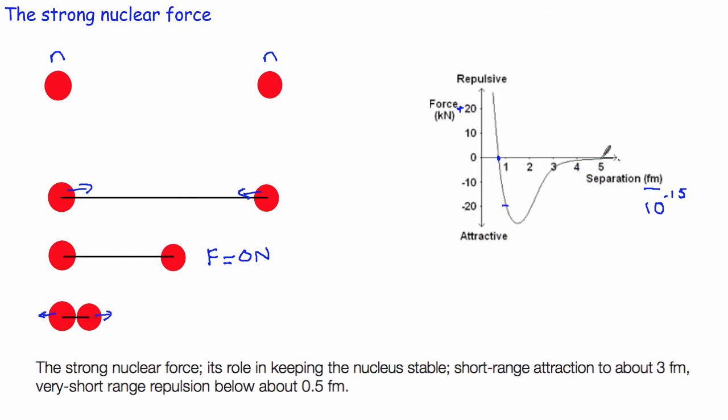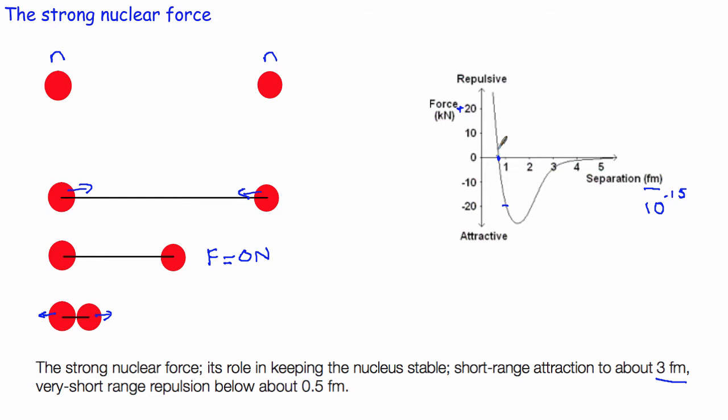So this graph, you basically need to learn this graph. So this is what the specification says. It basically says that you need to know about the strong nuclear force. Well, that's what we're talking about. Its role in keeping the nucleus stable, which we'll have a look at in a second, but this bit in particular. So we've got short range attraction to about 3 femtometers. In other words, there is an attractive force up to about 3 femtometers or so. So here. And that you've got short range repulsion below about 0.5 femtometers, so here.